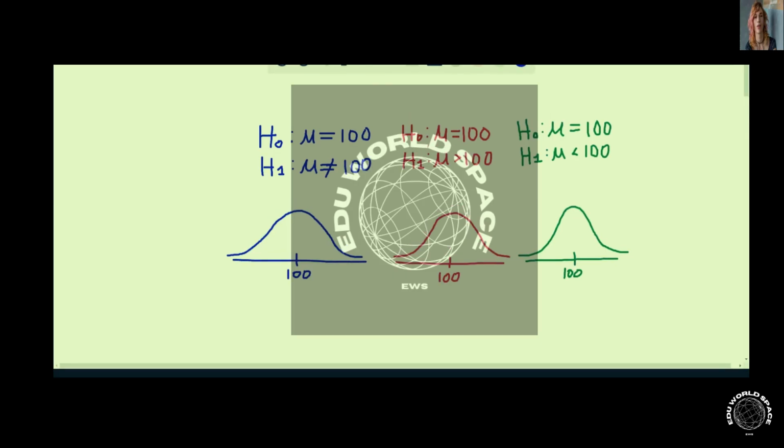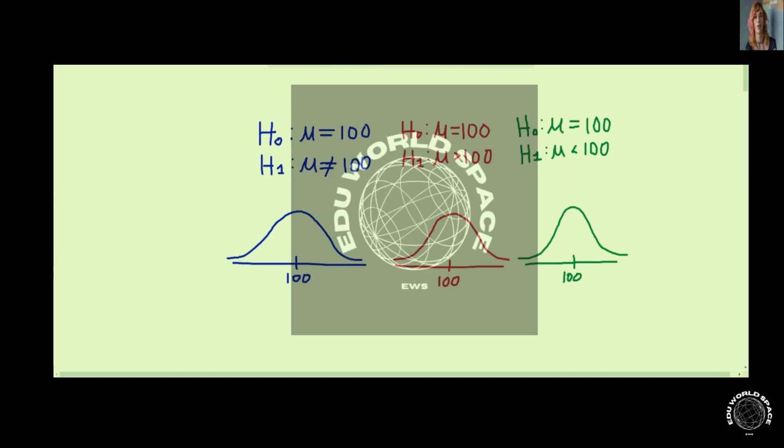The only difference between a one-tailed test and a two-tailed test is the critical region that we use for our test. If we look at the first example in blue, we see that we are testing to show that mu is not equal to 100.